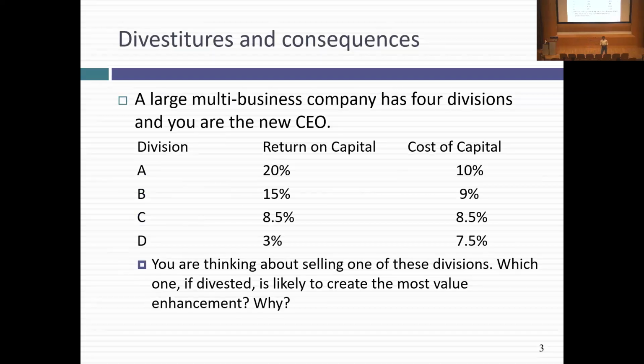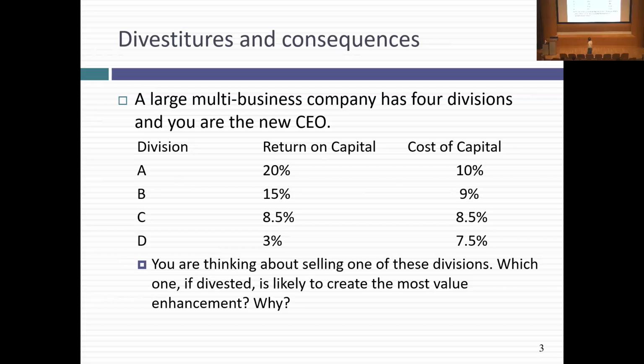Take a second question. This, I think, is an interesting question because it cuts against the grain of what we're always taught. Let's say you've now been hired as CEO of a 4-business company. I've not been particularly creative. I've called the divisions A, B, C, and D, 4 different businesses. Let's suppose I've gone through the hard work of assessing the return on capital and cost of capital of each of these businesses.